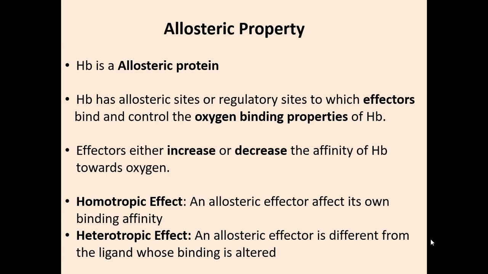Heterotropic effect: an allosteric effector is different from the ligand whose binding is altered. For example, when 2,3-bisphosphoglycerate binds to the regulatory sites other than the active sites, it decreases the affinity of hemoglobin towards oxygen.